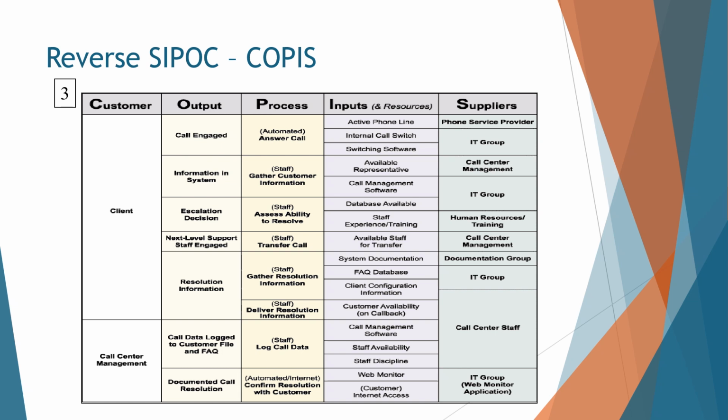So now let's look at the inputs and resources. What are the inputs? Active phone line, internal call switch, switching software, available representative, call management software, database available, staff experience, training, system documentation. I don't have to go through each one. You can look at these on your own. Staff availability, staff discipline, web monitor. These are all the inputs and resources. Who are the suppliers? Phone service provider. Let's go down a little bit. IT group, call center staff, IT group. I don't have to read all of these.